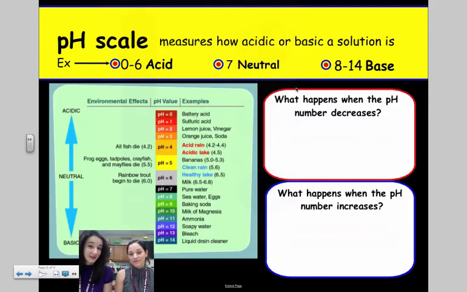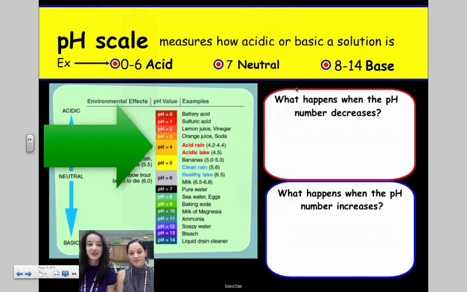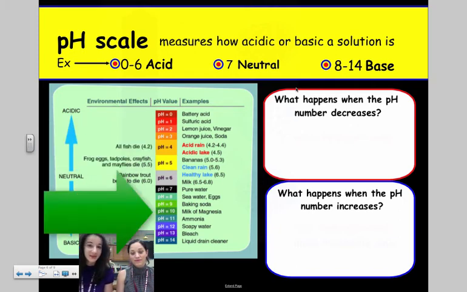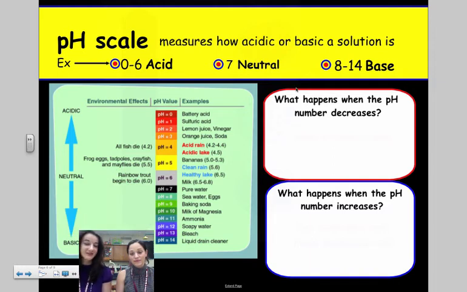So how are acids and bases related to pH? Well, scientists have something called a pH scale, which is a series of numbers that run from 0 all the way to 14. Any number from 0 to 6 means that a solution is an acid. Any number from 8 to 14 means that solution is a base. And anything smack right in the middle, 7, is neutral.